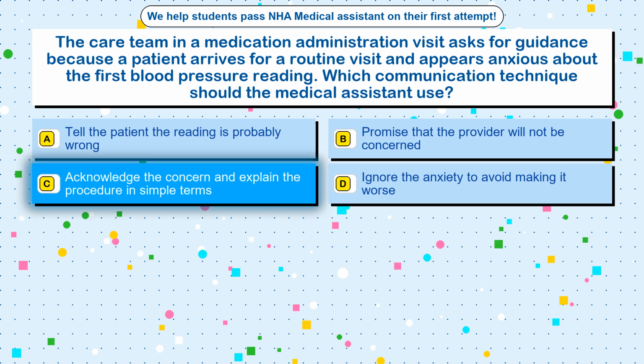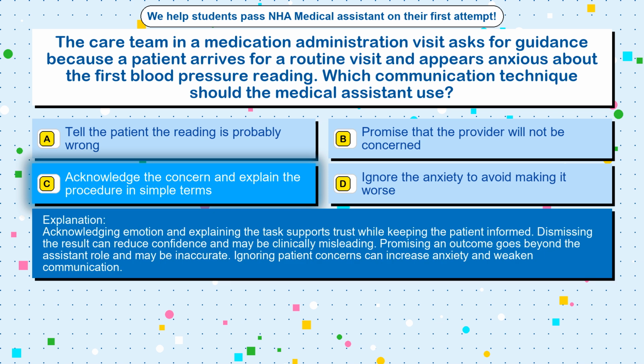The correct answer is option C. Acknowledge the concern and explain the procedure in simple terms. Acknowledging emotion and explaining the task supports trust while keeping the patient informed. Dismissing the result can reduce confidence and may be clinically misleading. Promising an outcome goes beyond the assistant role and may be inaccurate. Ignoring patient concerns can increase anxiety and weaken communication.